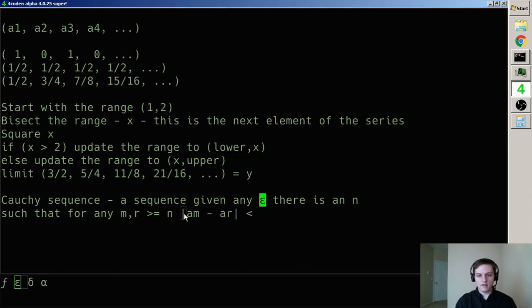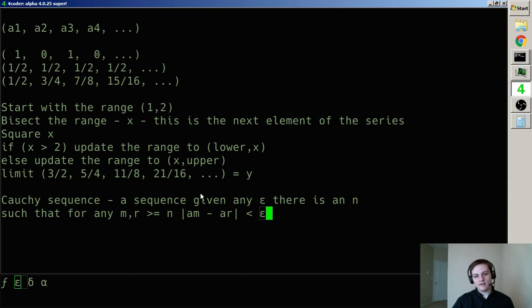Is less than the epsilon, right? So in other words, if I want to say, show me that you can get as close to each other as 1/1,000,000th, right? My epsilon is 1/1,000,000th. I'm saying, show me a point in the series where every pair after that point have a distance less than 1/1,000,000th from each other.